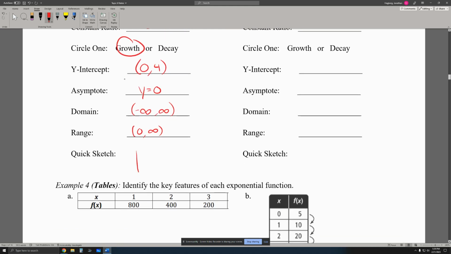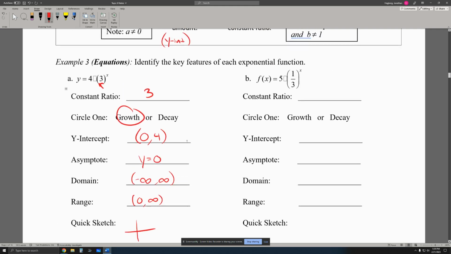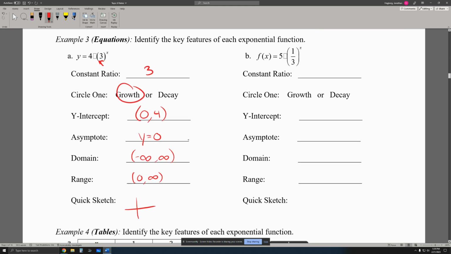So, a quick sketch of this graph. We have a y-intercept of 4, so 1, 2, 3, 4. That would be the y value. And then it's exponential growth, so as we move to the right, the function is tripling. And then we're approaching that asymptote y equals 0. Sometimes I like to draw my asymptotes as dotted lines because it affects the graph, but it's not part of the function.